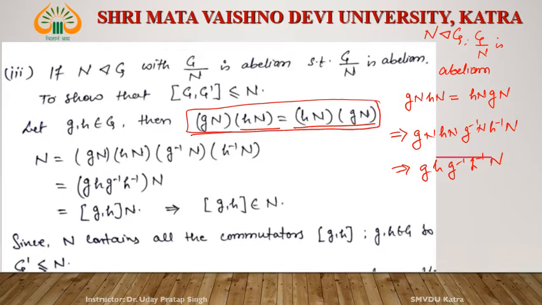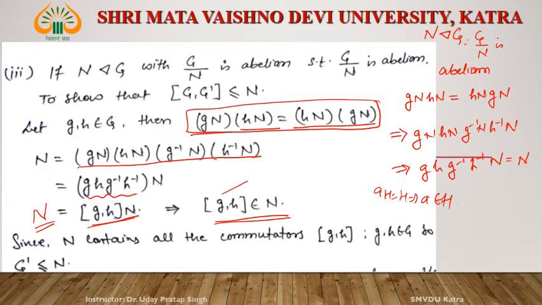So this thing can be written in this way, right? And what is this? This is equal to identity. And what is identity of G by N? That is N. Okay, so N is equal to this one. So gh g inverse h inverse N. What is this? This is bracket gh N. Okay, bracket gh N is equal to N. It means what? aH is equal to H means a belongs to capital H. Similarly, bracket gh N equal to N means bracket gh belongs to capital N.